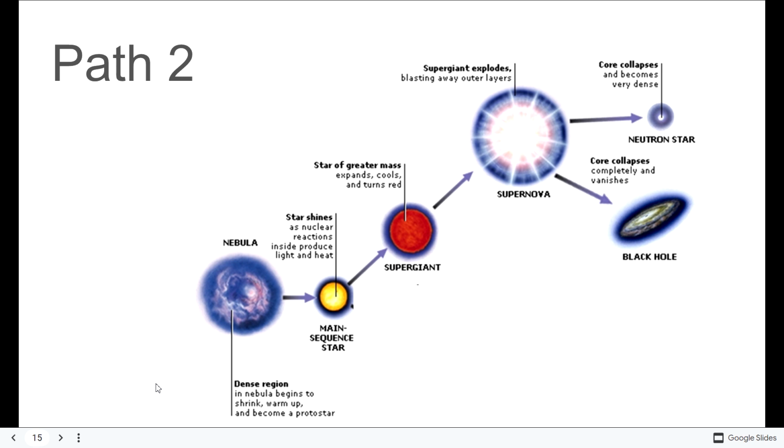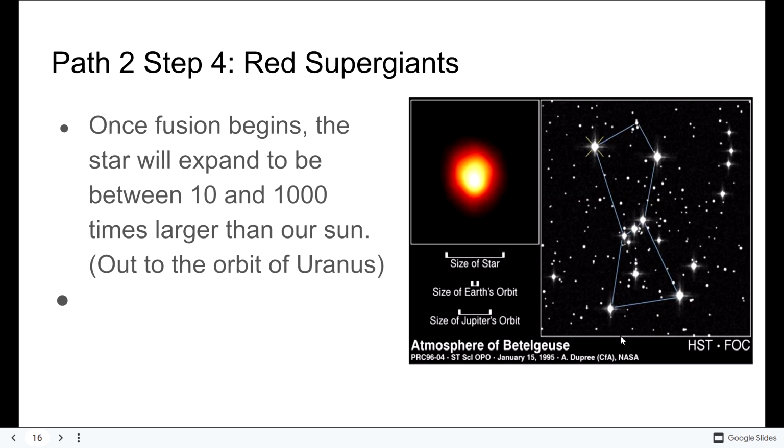Second path we can take is to go up through supergiants, and then it's going to split off here at the end again to two different outcomes. So a red supergiant is going to expand even larger than the red giants. It's going to be anywhere from 10 to 1,000 times larger than our sun. If you were to plop a red supergiant down on top of our sun, it would extend out past the orbit of Uranus. So it would take up most of our solar system.